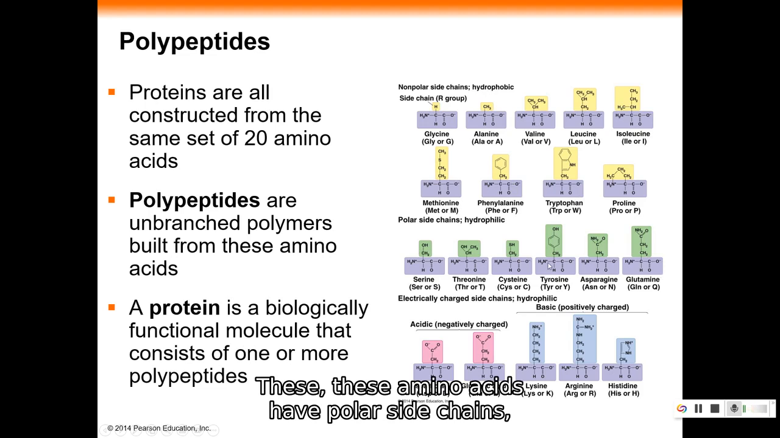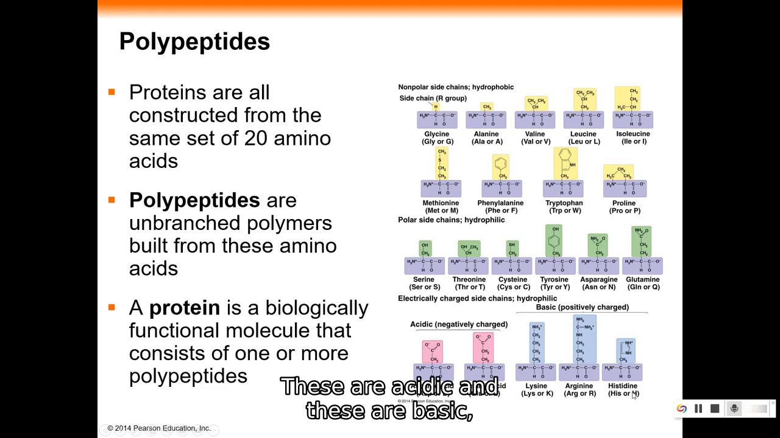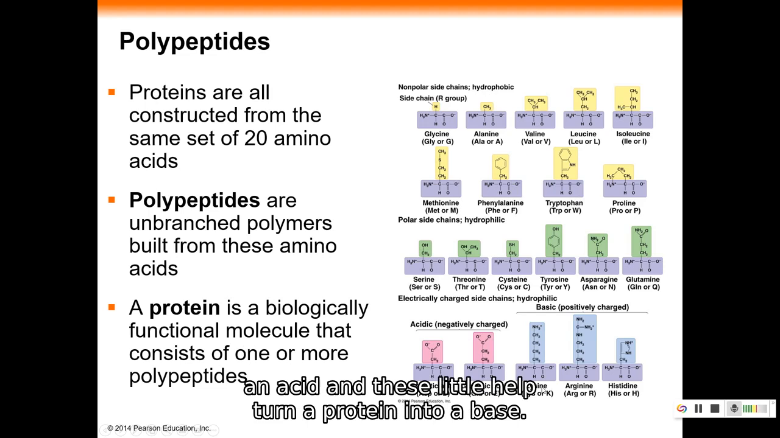These amino acids have polar side chains, so they're hydrophilic. They're happy to interact with water. These are acidic and these are basic, so they're able to happily interact with water. They are going to be hydrophilic as well. These will also turn a protein into an acid, and these will help turn a protein into a base.